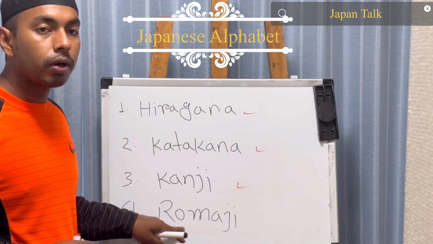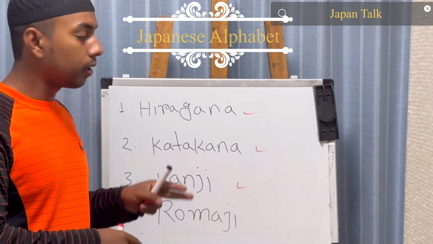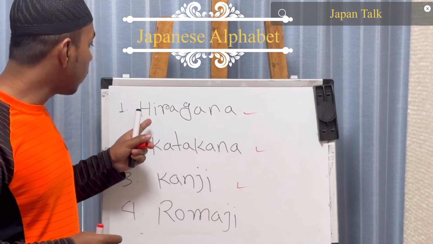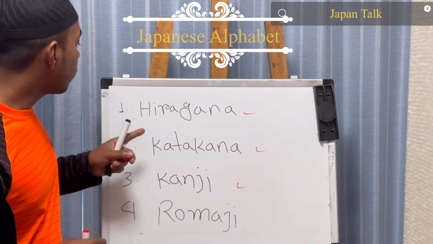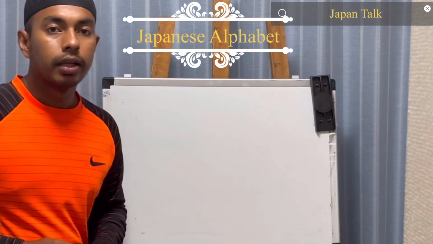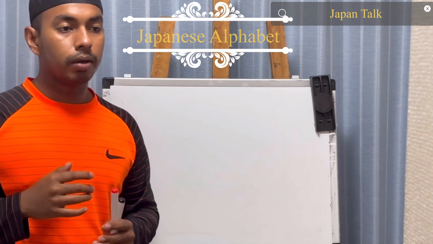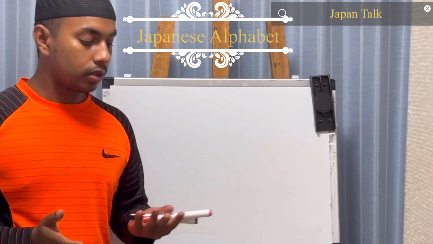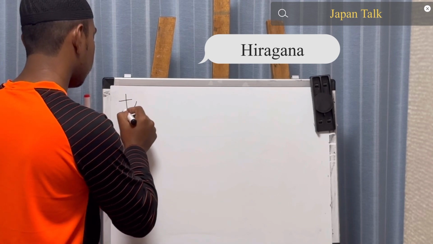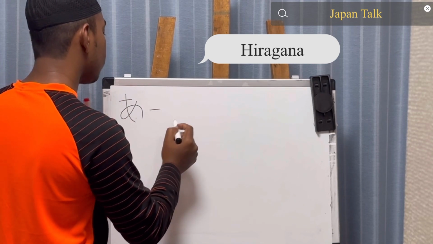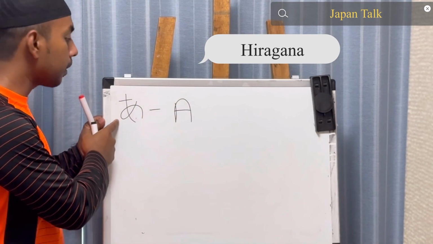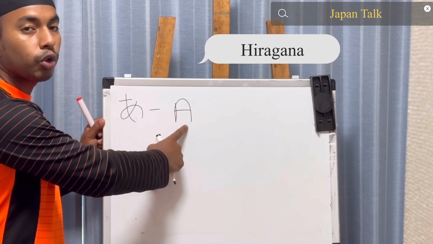So it is very important to memorize the hiragana, katakana, and kanji reading. Today I will discuss hiragana. In hiragana there are 46 alphabets. So let's learn together. So this one is hiragana and this one is Romaji.